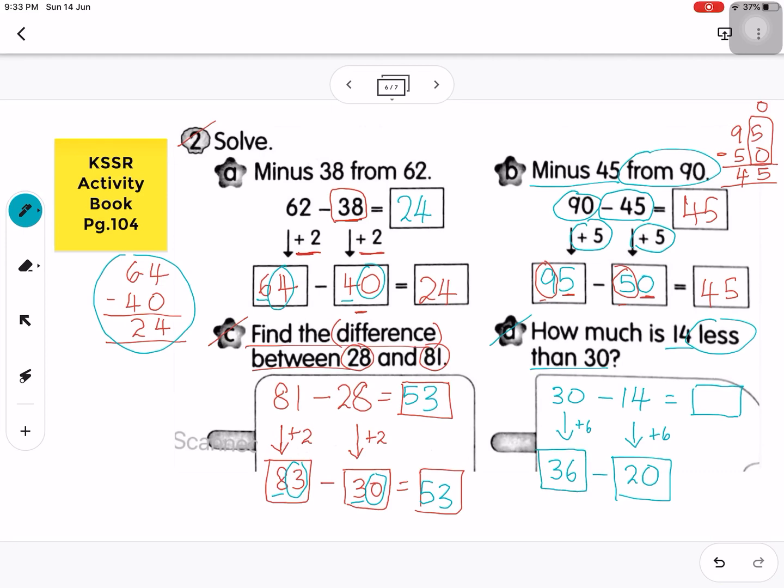36 minus 20. Okay, now we minus. 3 minus 2 is 1. Then 6 minus 0, I will get 6. The answer is 16. 30 minus 14 is equal to 16.